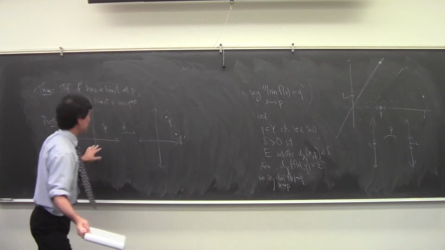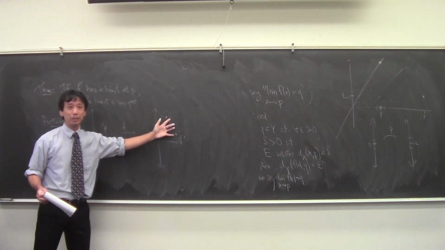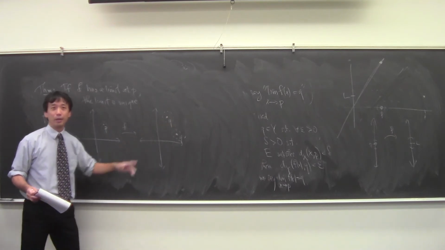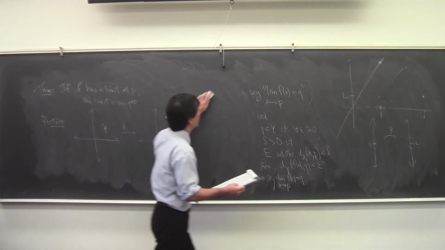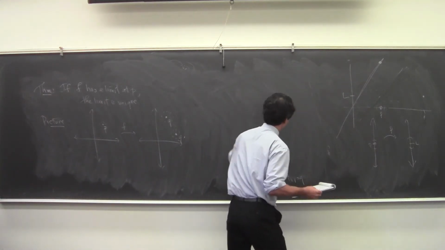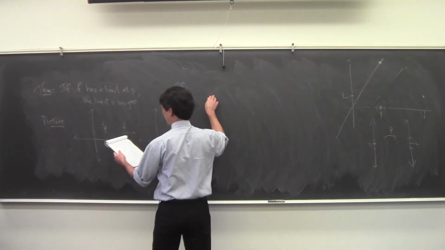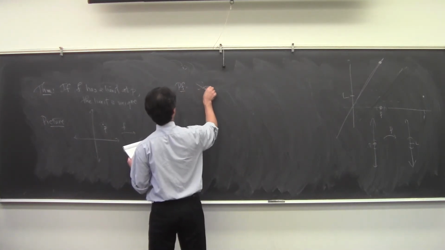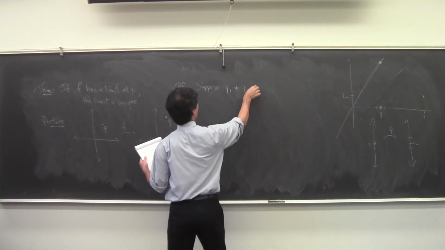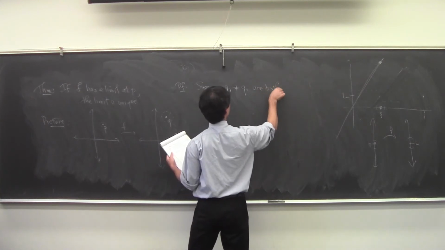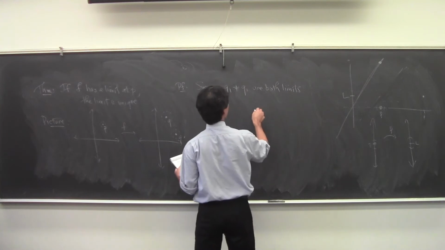Okay. So that's the idea of the proof, right? If there were two limits, then you get craziness. Okay, so let's write that down. Suppose there are two limits. Suppose Q1 and Q2 are both limits of f at p.